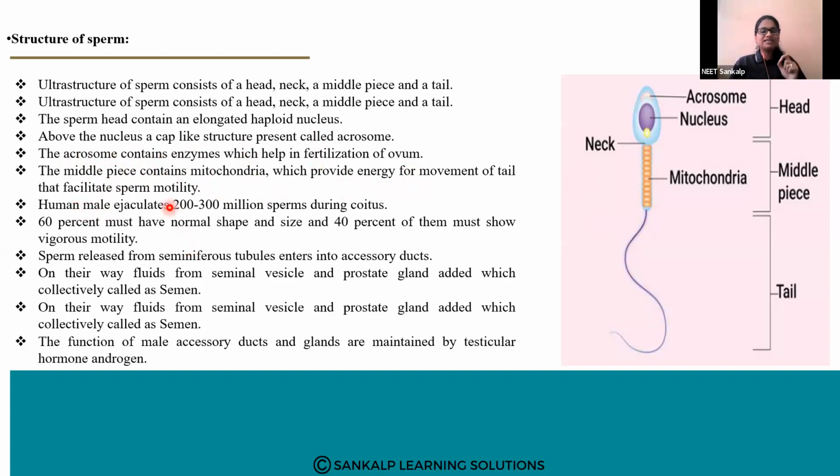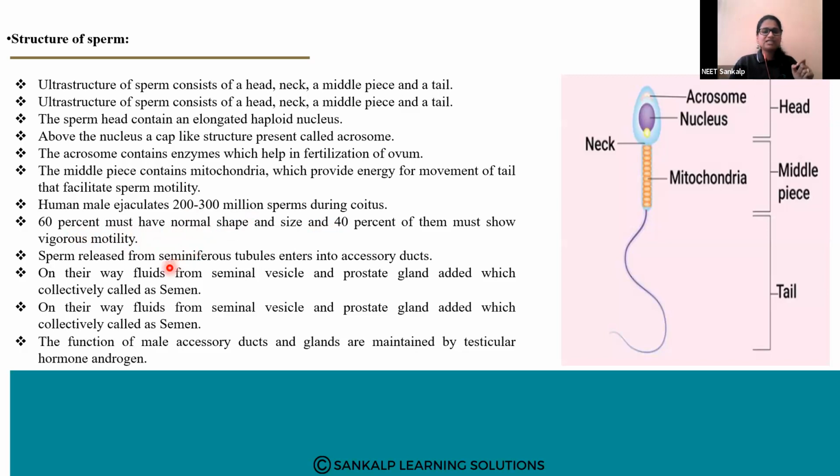Next, the human male ejaculates 200 to 300 million sperms during coitus, that is, during sexual intercourse. In one sexual intercourse, there will be a release of 200 to 300 million sperms. Then 60% must have a normal shape and size, and 40% of them must show vigorous motility. So out of our 200 to 300 million sperms, 60% will have normal shape and size, and in the remaining 40%, they will be showing very active motility, or movement.